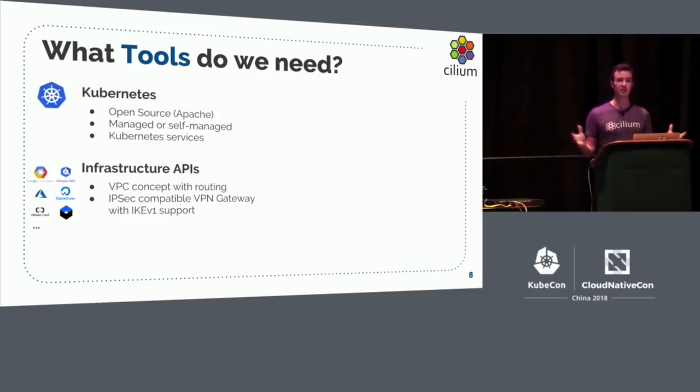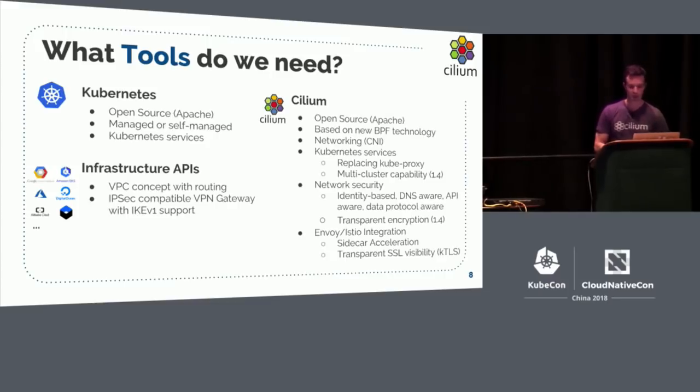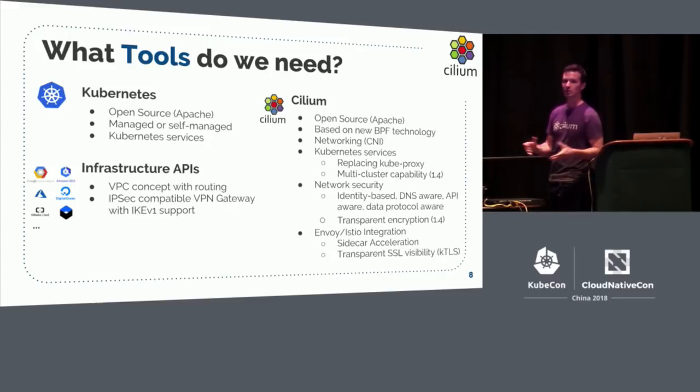And we need an IPsec-compatible VPN solution. All cloud providers call this VPN gateway, VPN tunnel of some sort. And typically, all cloud providers support IKEv1. Some support IKEv2. So that's what we need from an infrastructure perspective. If your cloud provider, if your on-prem infrastructure provides this, you can use the solution, you can set this up. The last piece we need is Cilium.